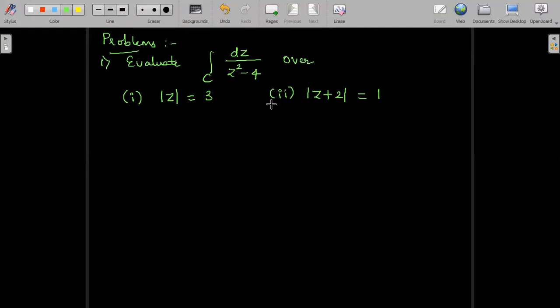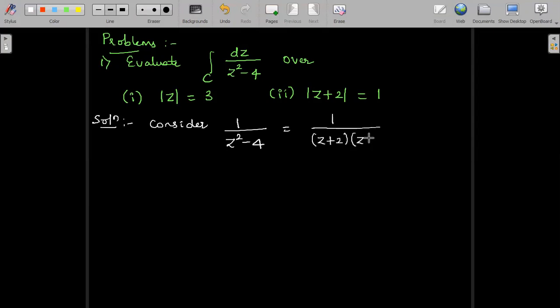Both of them represent a circle equation for us. So let us see how to do the solution. Very firstly, in the given integral, we have z square minus 4 in the denominator. When we factorize it, z square minus 4 is of the form a square minus b square, so that can be written as (a plus b) into (a minus b), which is (z plus 2) into (z minus 2).